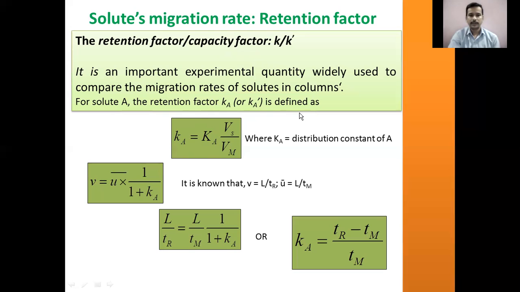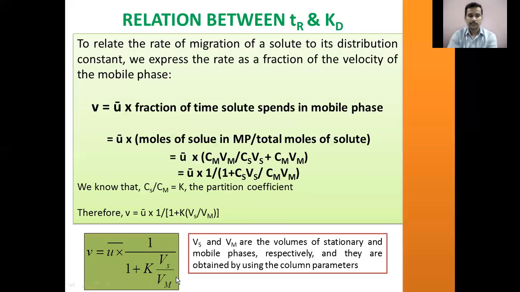And this can be defined from the previous expression here, V equal to U bar into 1 over 1 plus K into Vs divided by Vm. And this K into Vs divided by Vm gives you the retention factor, the capacity factor.